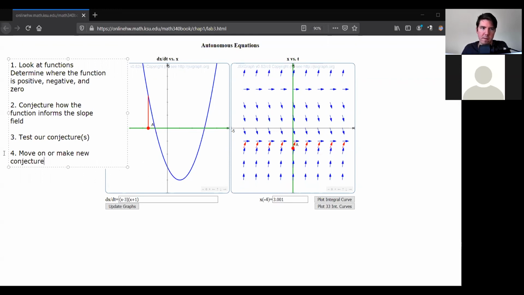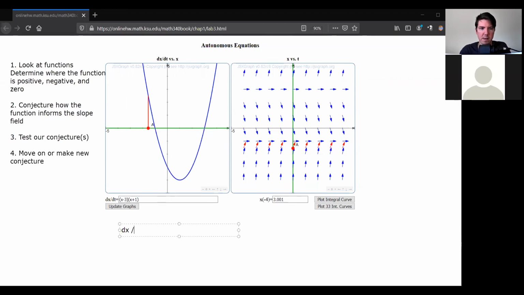That's the 4-step process we'll follow for the first part of this lab. And then we'll do something pretty similar for the second part of the lab. So right now we're going to focus on just the first part here. So we're going to look at different functions. Those functions are going to be the following.